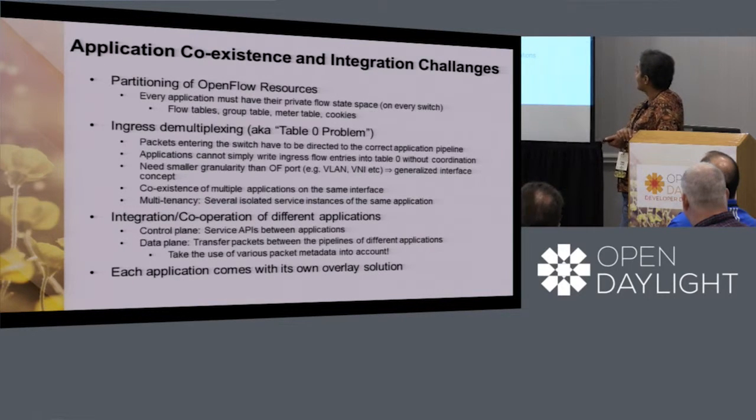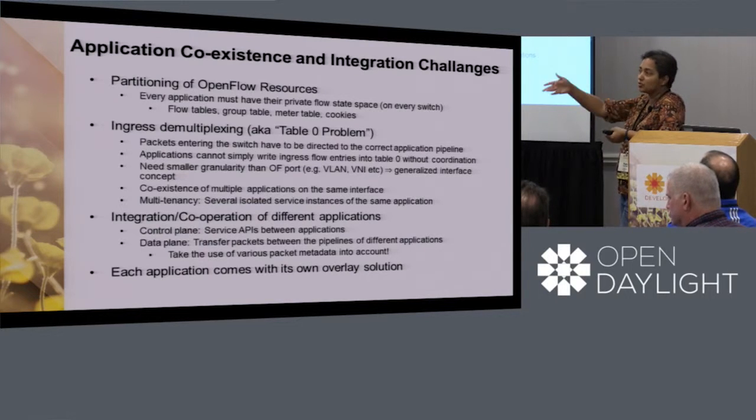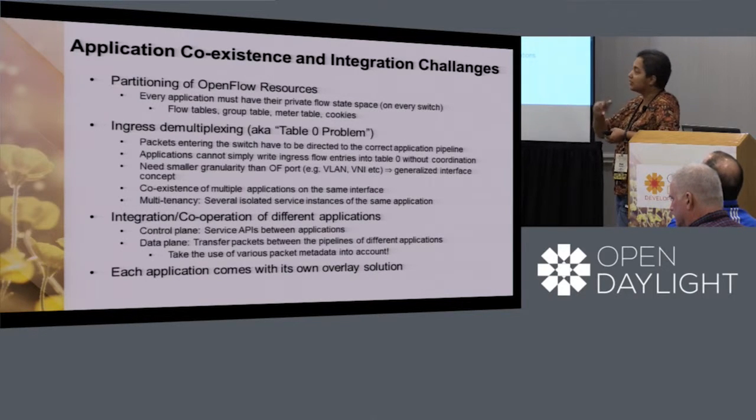So how does that work today? In the control plane, you have service APIs that are directly enabled between the applications, right? They need to talk to each other to enable some of these features. And in the data plane, the packets are transferred directly from the pipeline of a given application to another application, right? So there is very tight coupling at design time that is needed between these applications to coordinate how packets are transferred between them.